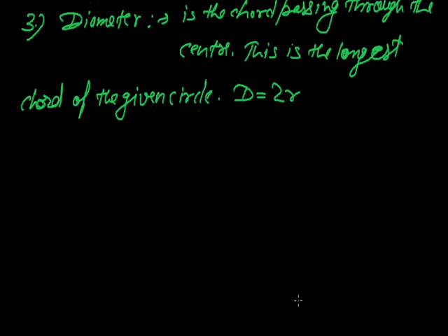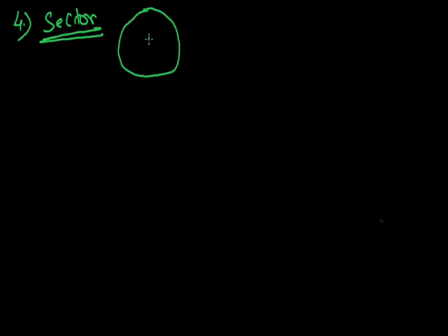Now let us introduce various other new terms. The fourth one is sector. What is a sector? See, if we are given a circle and O is the center and A and B are 2 points on the given circle, then this part OAB is known as the sector. That means the area enclosed by an arc and the two radii OA and OB is known as the sector.